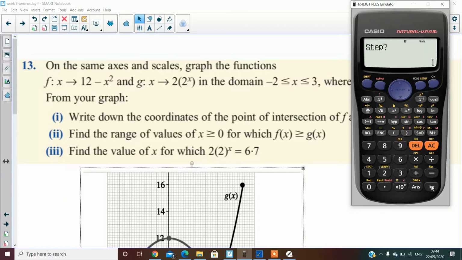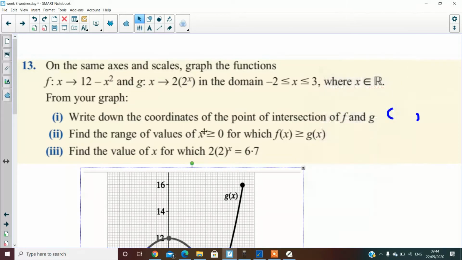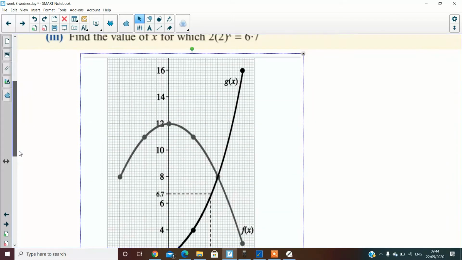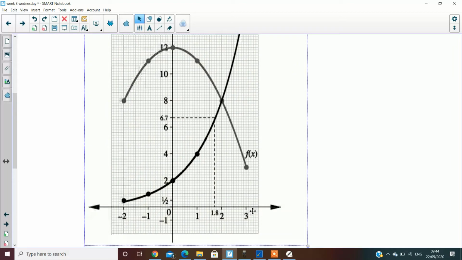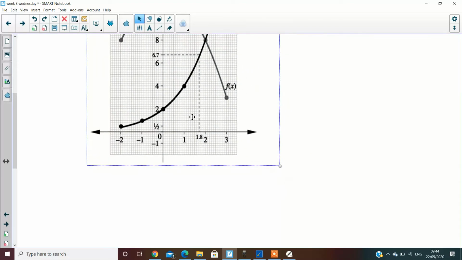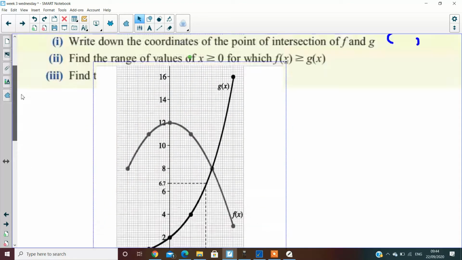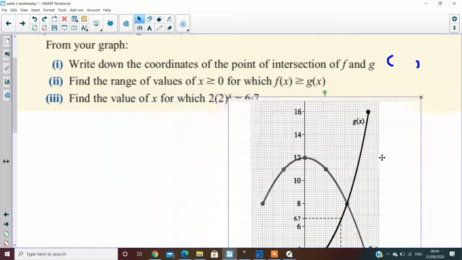Start at 2, end at 3, step of 1, and you get other points: 3, 16; 2, 8; 1, 4; 0, 2. You draw these graphs out as shown on the graph underneath. So everybody should have this graph roughly drawn out fairly quickly, okay? Now, we're going to move on to actually answering the questions, okay?